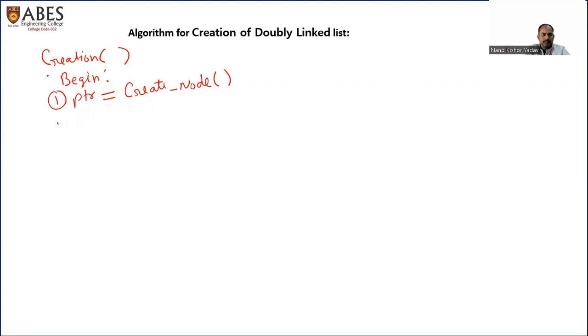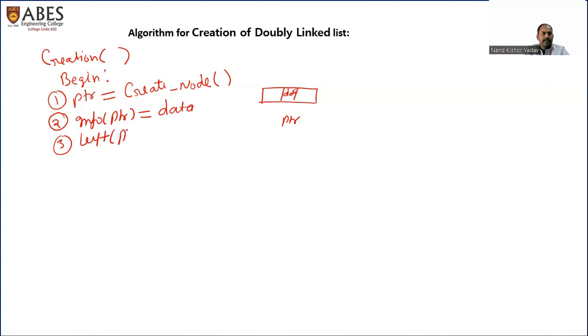Now in the second step, we write info of PTR is equal to data. So what we have done up to now is we have just created a node. This one is a node and we have put the data part here and we have also named that node PTR. Now there is no previous node for this node, so we have to write here left of PTR is equal to null. So this is null here.